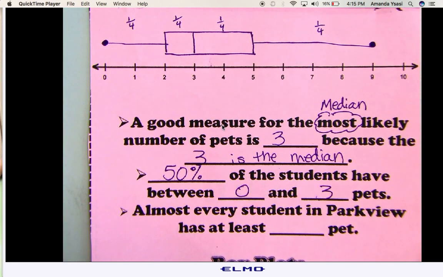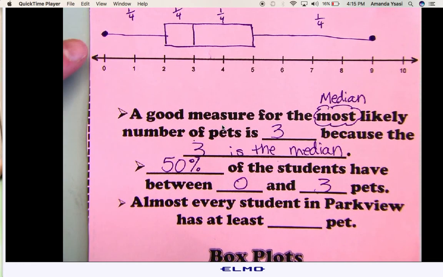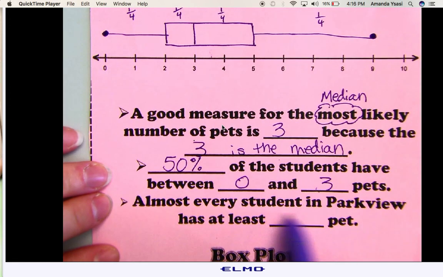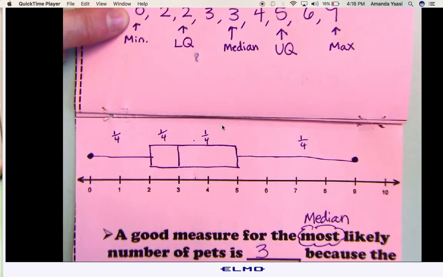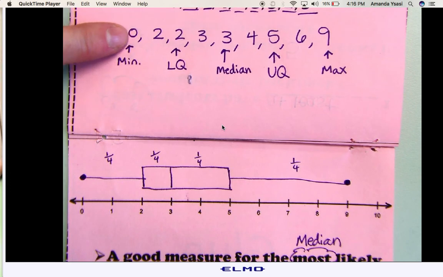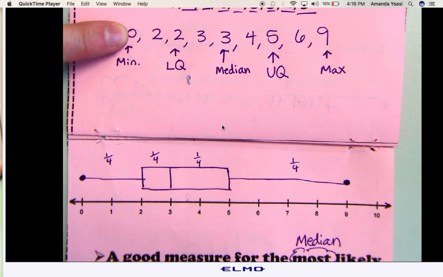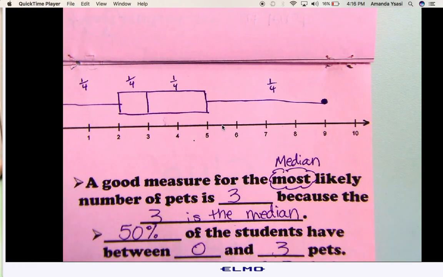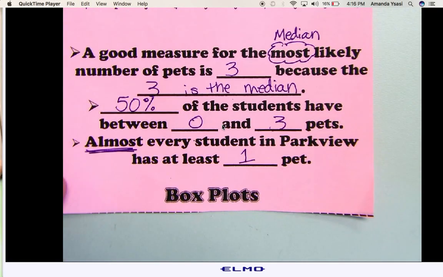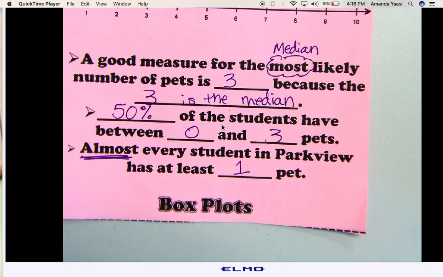At most, every student in Parkview has at least, so it says every student at Parkview has at least, almost, so it says almost. So we have one student, remember this data, has that min, which is 0. So almost every student in Parkview has at least 1 pet. Okay, so this is using the different charts and graphs to make inferences.